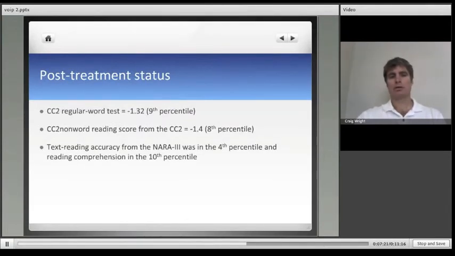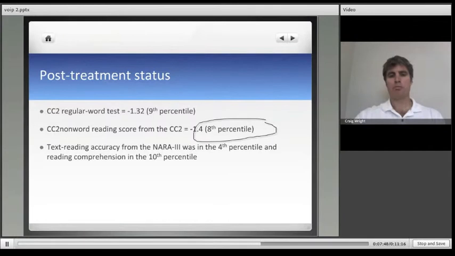We have a look at BM's post-treatment status. His score on the Castles and Coulter regular word test was 1.32, so that's a Z score. It's in the 9th percentile, so better than 9% of kids his age. The non-word reading score from the Castles and Coulter list was in the 8th percentile. Text reading accuracy from the Neil was in the 4th percentile and reading comprehension in the 10th percentile.